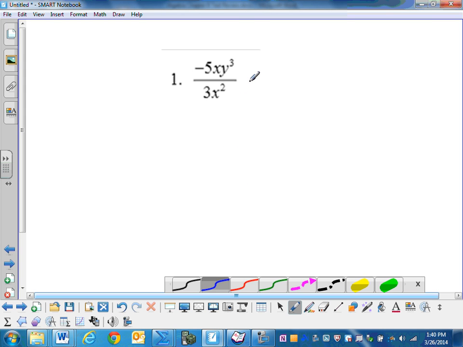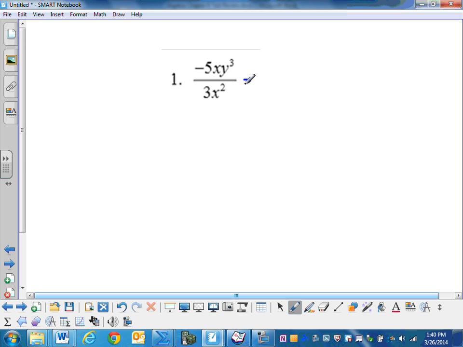Let's simplify this expression. First, we're going to look for any grouping symbols. There are no grouping symbols. I'm looking for negative exponents. There are none. So we're just going to simplify the rest of it. 5 over 3 is simplified. X divided by x squared is x, and y to the third.